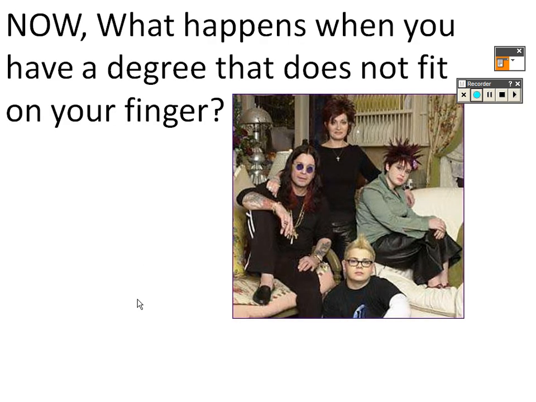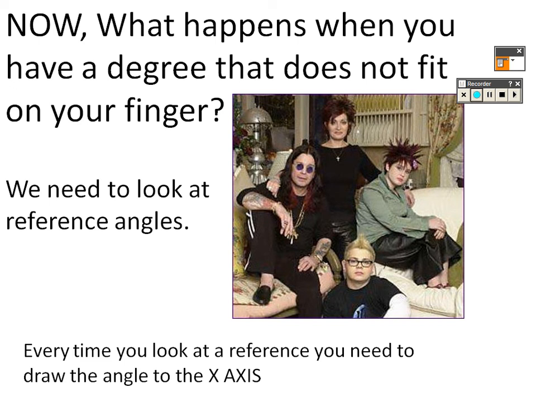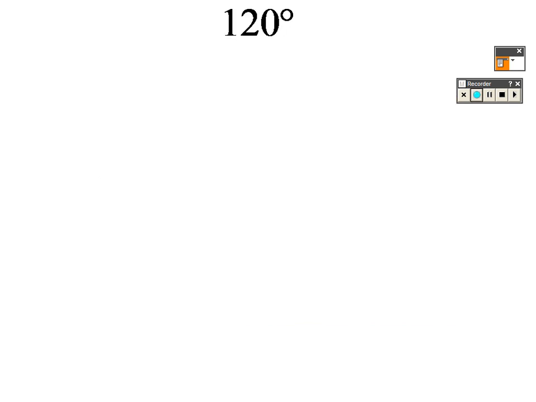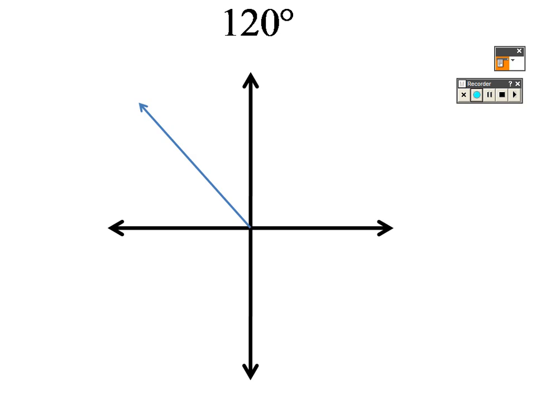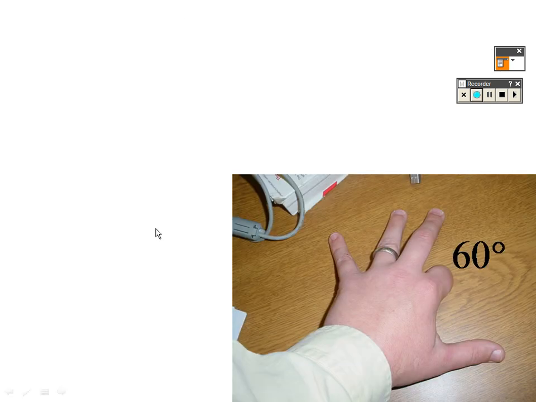So now what happens when you have a degree that does not fit on your finger? Right? We need to find the reference angles. Every time you look at the reference angle, remember to draw it to the x-axis. So 120 degrees. This is 180. That's 90. 120 goes right in here. So I would do 180 minus 120 to get 60 degrees, which means I need to do the 60-degree finger.